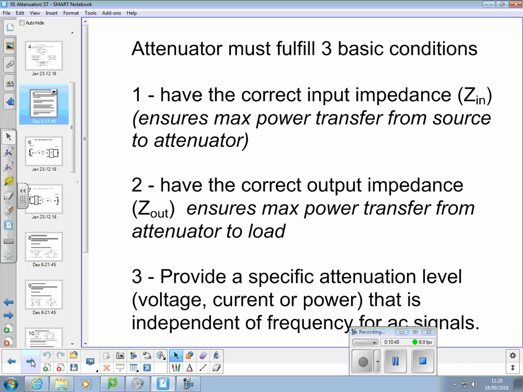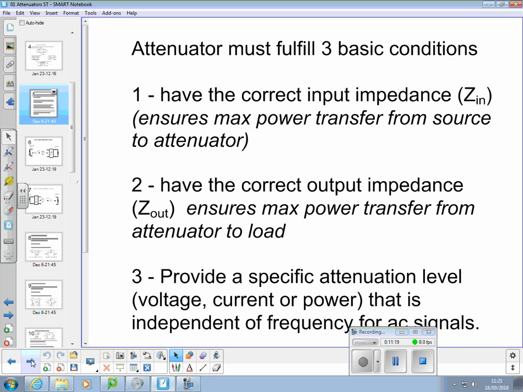So you're matching the output impedance of the device to the input impedance of the attenuator. More detail about that soon. It also has to have the correct output impedance, called the Z-out. This ensures that you transfer the maximum power from the attenuator into the load, the device you want to run.